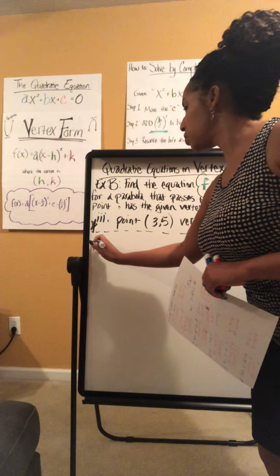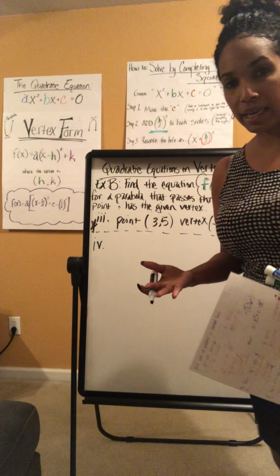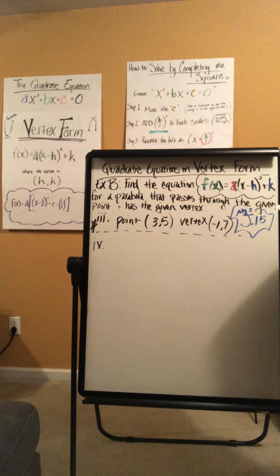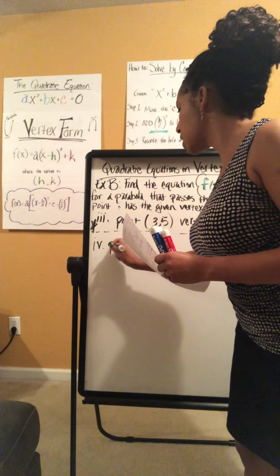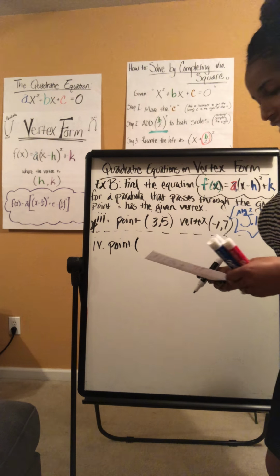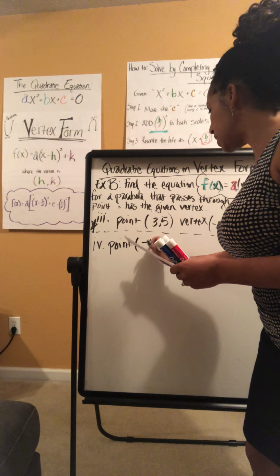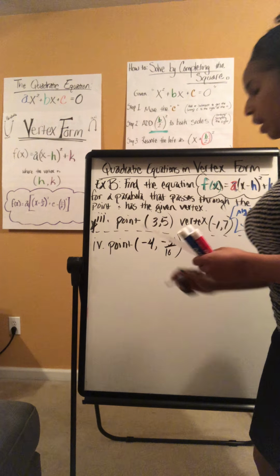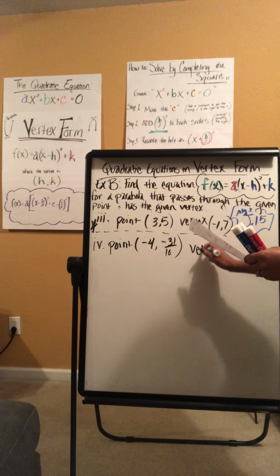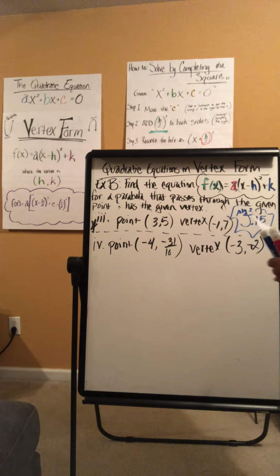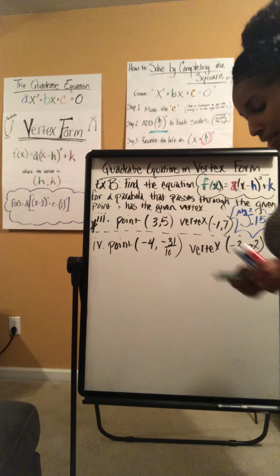All right, I will do one more because I want to show you, if you're trying to get to 90 and above on your J15, you're going to come into problems with fractions. Oh no! Fractions. All right, so say your point is negative 4, negative 31 over 16, and your vertex is negative 3, negative 2. All right. We can do this.